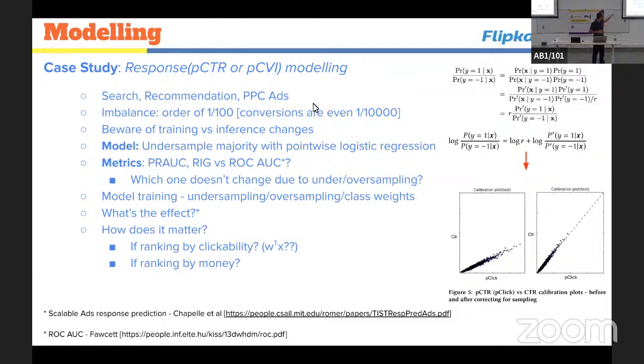So PR AUC will be impacted because now my distribution has changed. RIG, relative information gain, that I talked about, will be impacted, but not ROC AUC.